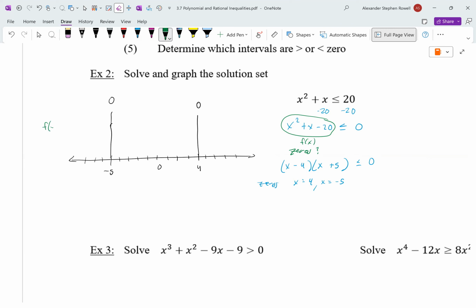In my first interval, what's your favorite number that's less than negative 5? I heard negative 6. If I plug in negative 6, what do I get? What's negative 6 minus 4? Negative 10. What's negative 6 plus 5?